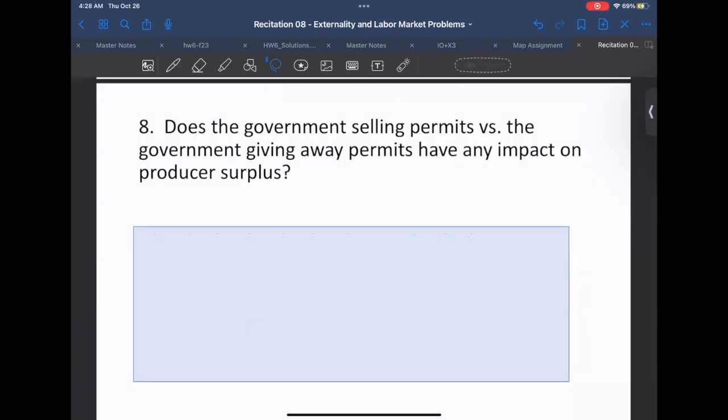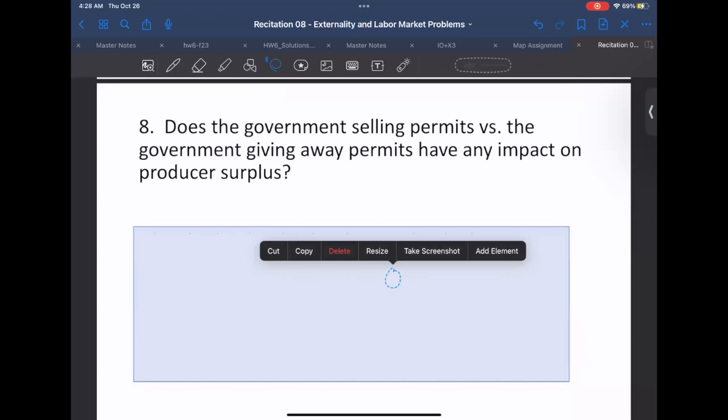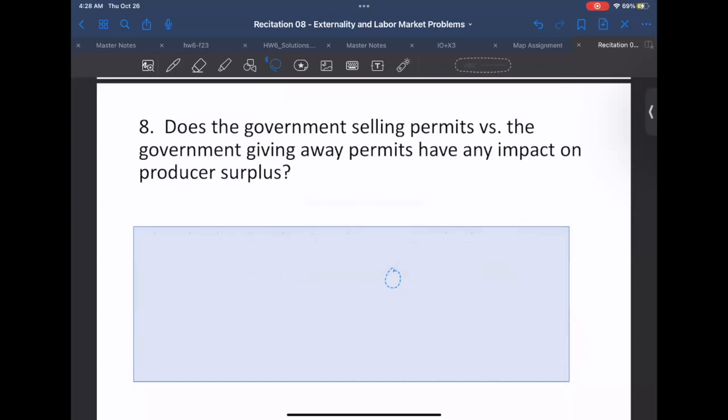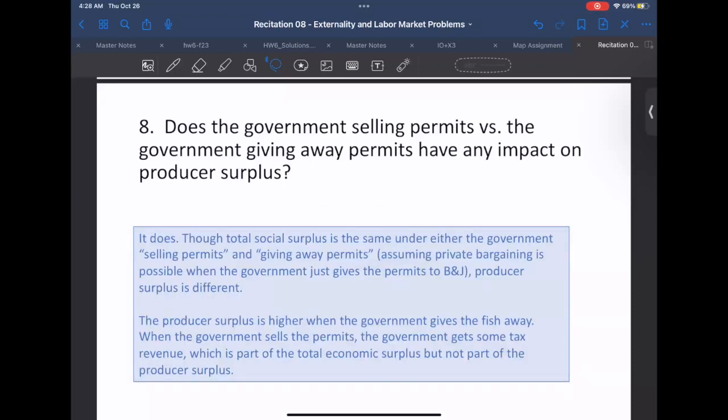Okay, so the last question in this example is, does the government selling permits versus the government giving away permits have any impact on producer surplus? So this one's fairly simple. So we know that the producers are going to be Ben and Jerry. So Ben and Jerry are going to be the producers. The logic is pretty simple.